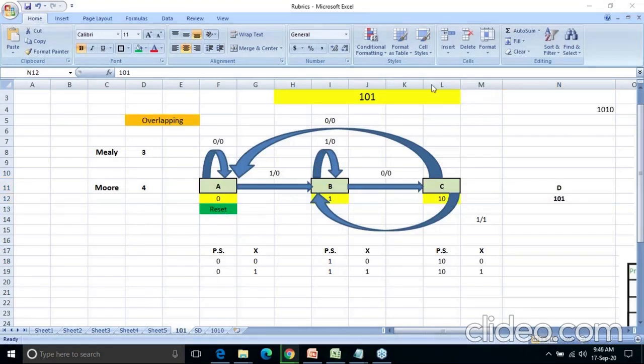So the meaning of this is that if I am in state A, 0 is detected, that is, it is in the reset state. If I am in state B, it means the first bit of the sequence is detected. If I am in state C, it means the first 2 bits of my sequence are detected.